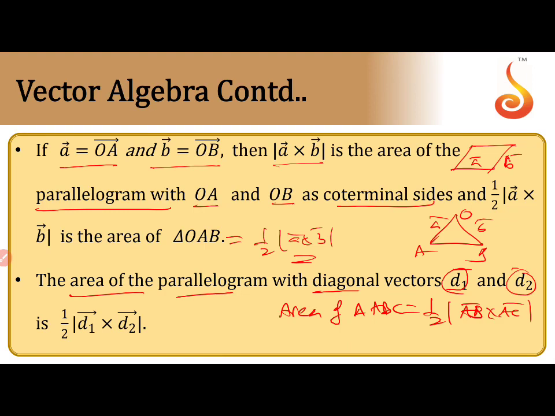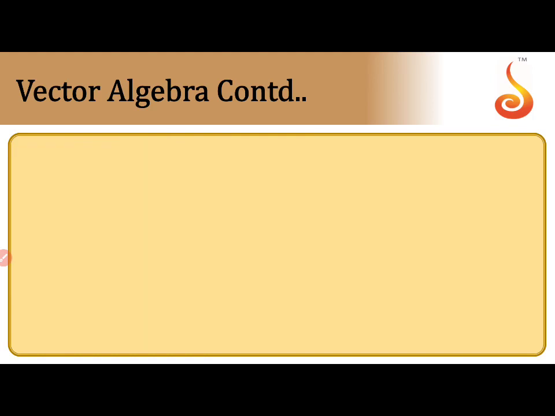Next, area of the parallelogram with diagonal vectors d1 bar, d2 bar. When the sides are given, the area is modulus of A cross B. When the diagonals are given, the area of the parallelogram is half into modulus d1 bar cross d2 bar. That you have to remember.